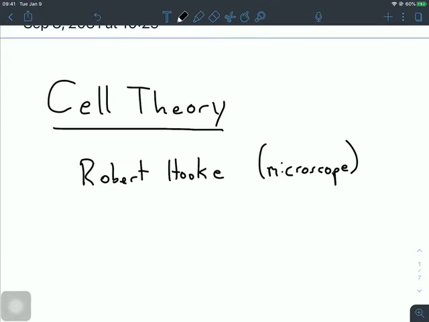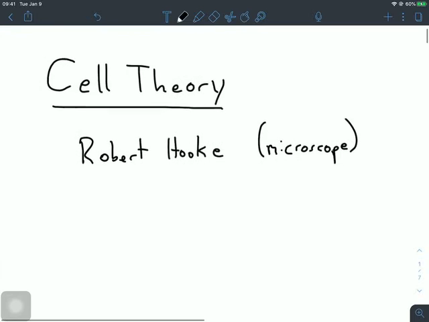Robert Hooke was an English scientist in the mid-1600s to early 1700s who was responsible for the invention of the microscope. Now, he did more than just the microscope. If you've taken physics, you might know Robert Hooke from Hooke's law regarding springs. But in terms of biology, his major contribution was both the invention of the microscope and coining the term cells.